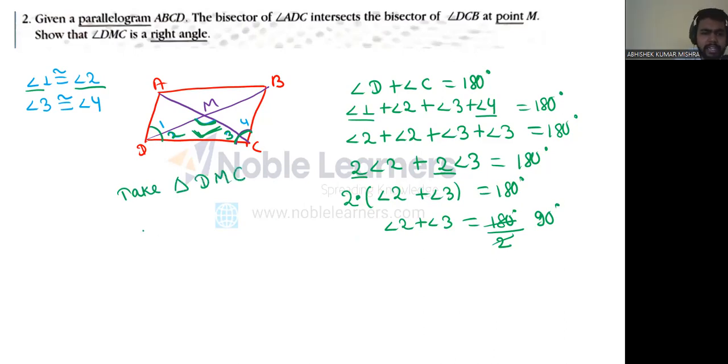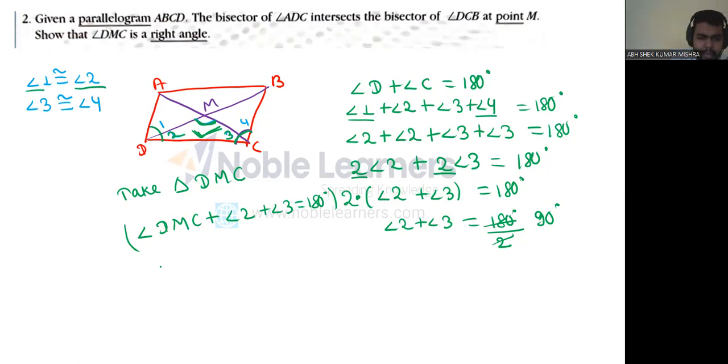So in triangle DMC, angle DMC plus angle 2 plus angle 3 will make 180 degrees. Why will they make 180 degrees? This is the angle sum property. You must be knowing that all the angles of a triangle add up to 180 degrees. Their sum is 180 degrees. So therefore, I have written that statement.